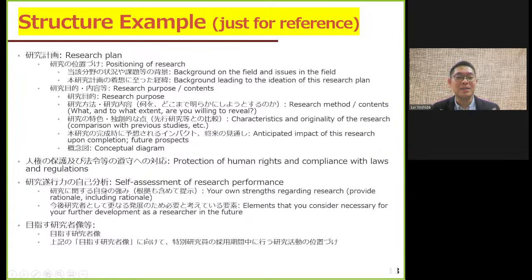So this is your image of a great researcher. This is the example. At first, I'd like to explain the positioning of research, but I'm really sorry, I will bring my another PC for now. So please wait for a while.